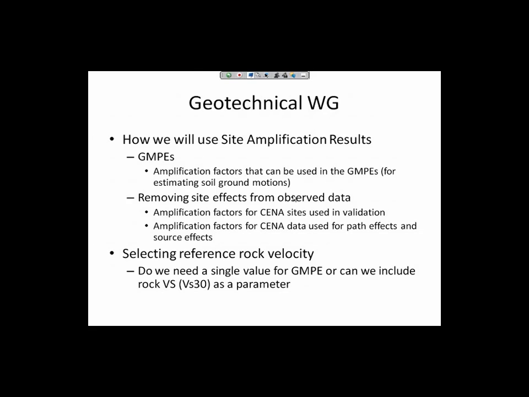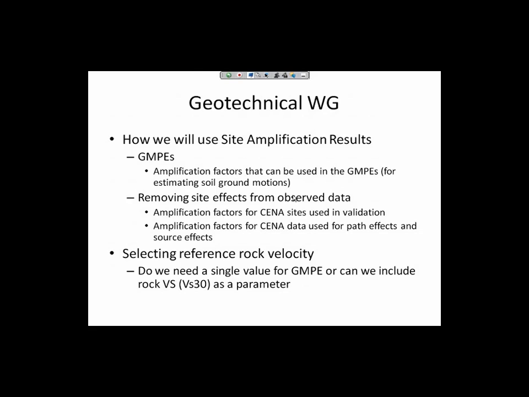So the first part is just getting amplification factors that we can use in the GMPE so we can get soil ground motions. But we also have two other parts here. How are we going to correct the data that we're looking at, either for validation? When we have our validations of our simulations, those are generally going to be models geared towards rock conditions, and we need to be able to give them amplification factors that they can apply so that we are comparing the data in the correct way.